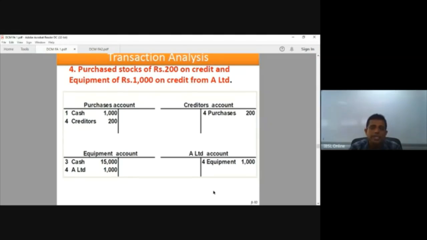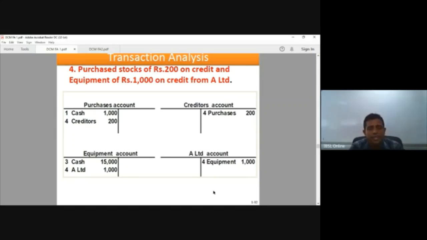Then the second transaction in the same example, that is purchasing or acquiring equipment for 1,000 on credit from A Limited. Transaction number 3, we had an equipment purchase for cash. This time also an equipment purchase. Therefore, the mode of payment does not matter, but where we have equipment, we have to debit the equipment account. The reason is asset increase.